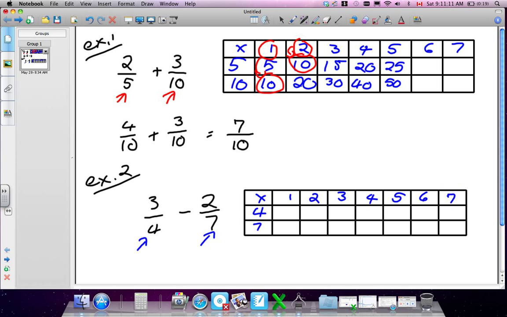4 times 1? 4. 7 times 1? 7. Okay. 4 times 2? 8. 7 times 2? 14. 4 times 3? 12. 7 times 3? 21. Are there any common multiples yet? No. No? Okay, let's keep going. 4 times 4? 16. 4 times 7? 28. 4 times 5? 20. 7 times 5? 35. Good.